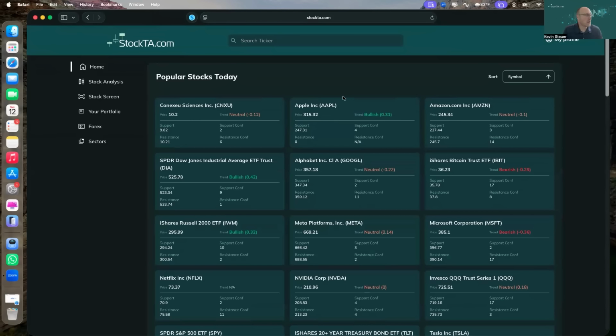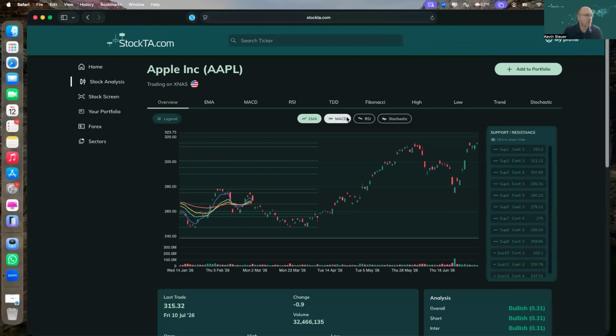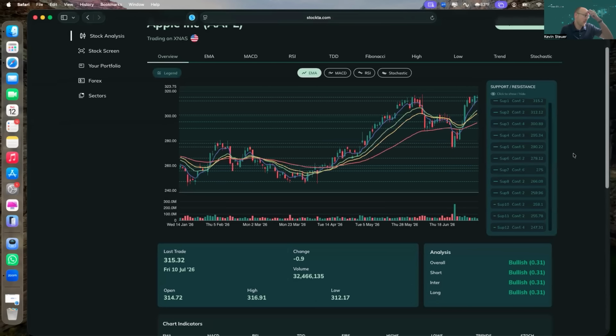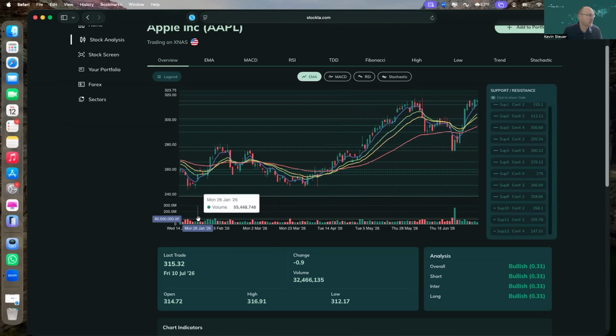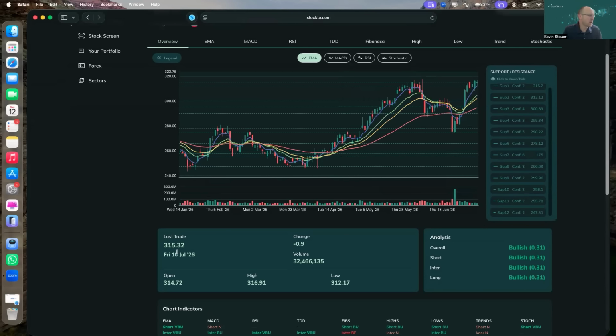So part 2 here is I'm going to show you how the actual stock analysis works. So we'll pick Apple. So Apple is right here. Any day that's a green day is in green. Any day that's in red is in red. Here's the volume down below. Here's kind of the information.